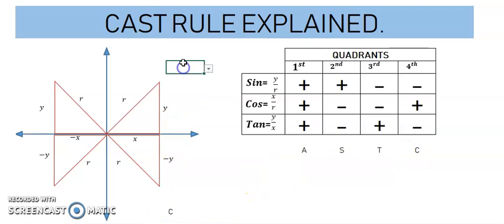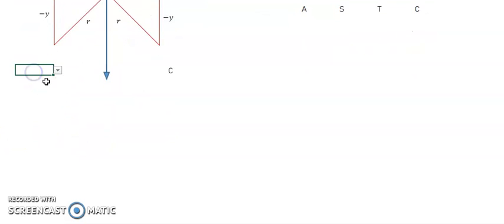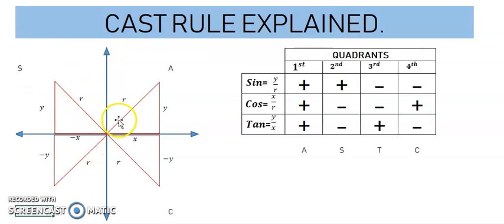In my first quadrant, all is positive, sine, cos, and tan, so we place the A there. And in my second quadrant, I can see only sine is positive, we place the S there. And then the last one, learners, the third quadrant, we see that tan is positive, so we place the T there, and then learners, we call this the cast rule. That's why it's called the cast rule.